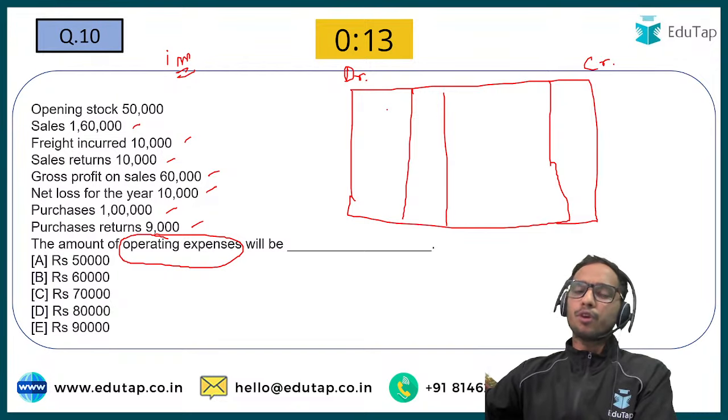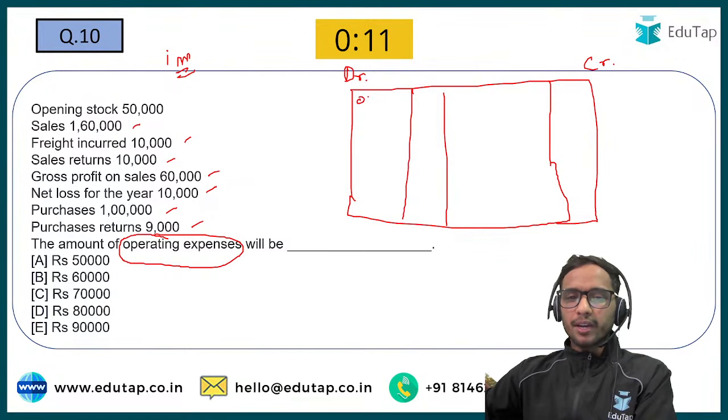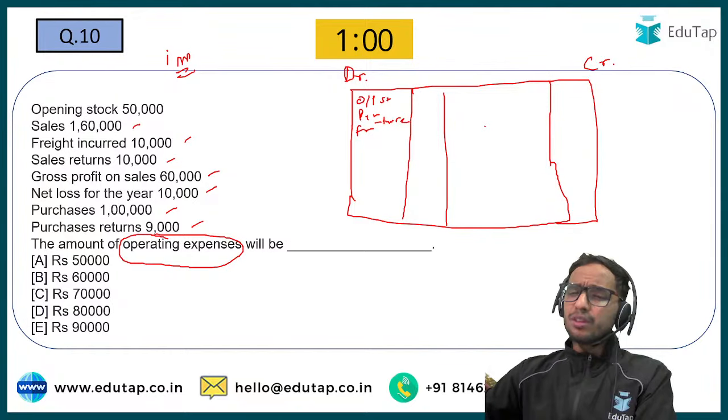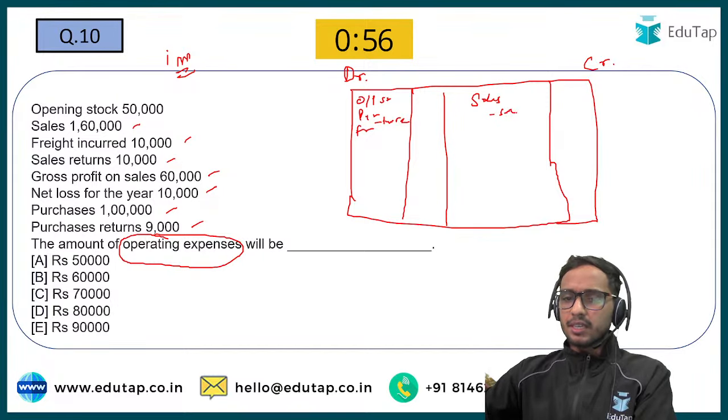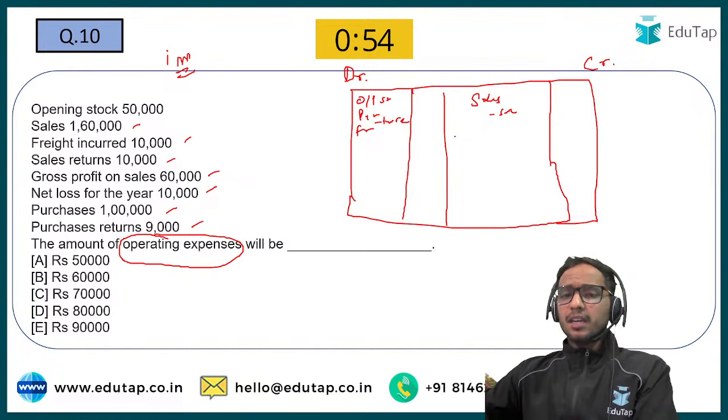Now, first of all, what do you write here? On the debit side, you write opening stock, isn't it? Then you write your purchases. You also write your freight charges, and from the purchases you also deduct your purchase return, right? On the credit side you write your sales and you minus your sales return, isn't it?